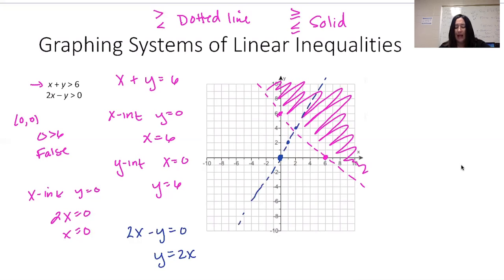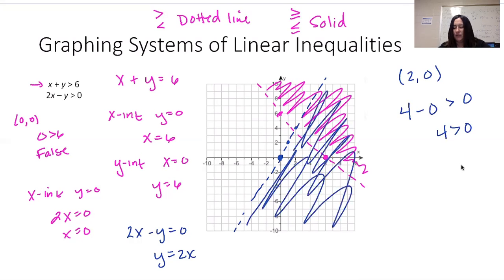Now this one, I cannot use (0, 0) as my test point because that is on the line. So you have to pick a point that's not on the line. So let's pick (2, 0). So (2, 0) would be over here. So if I plug in 2 for my x, I would have 4 minus 0 is greater than 0. Well, 4 is greater than 0. So that is the side of the line that I want to shade.